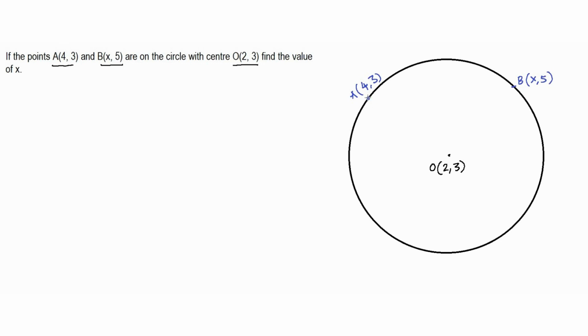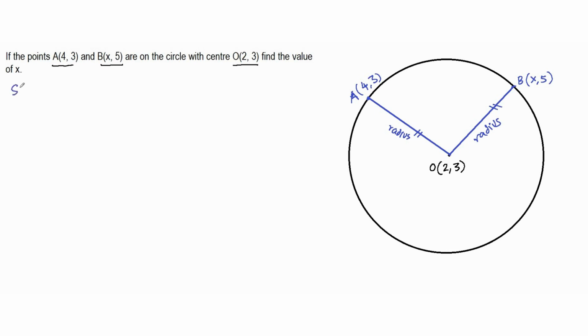So what I know is that A and B lie on the circumference. And because they lie on the circumference, the distance between A and the center, that is O, the center of the circle, is going to be the radius, right? OA is going to be the radius, as well as the distance between O and B is also going to be the radius. Therefore, I can say that the length OA is equal to the length OB, which means that O is equidistant from A and B.